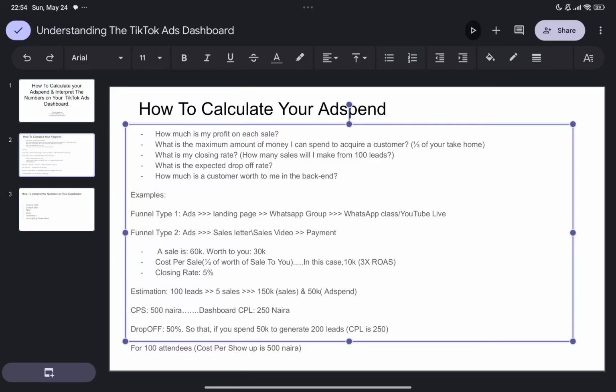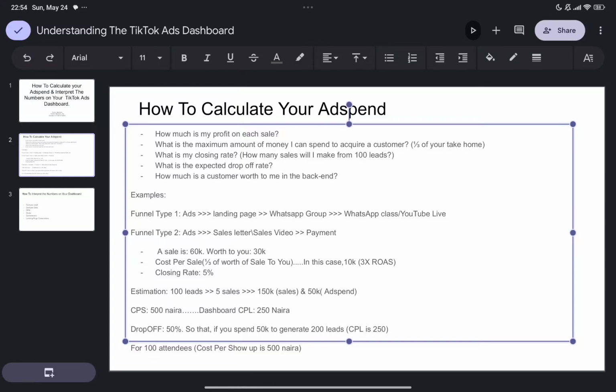But let's just say at the end of the day, these 2 points have drop off: landing page to your WhatsApp group, there's a 20% drop off. WhatsApp group to WhatsApp class or sales presentation, you have about 30% drop off, which means at the end of the day, 50% of the leads you generate do not even make it to your sales presentation. So that is the estimated drop off I was talking of here.